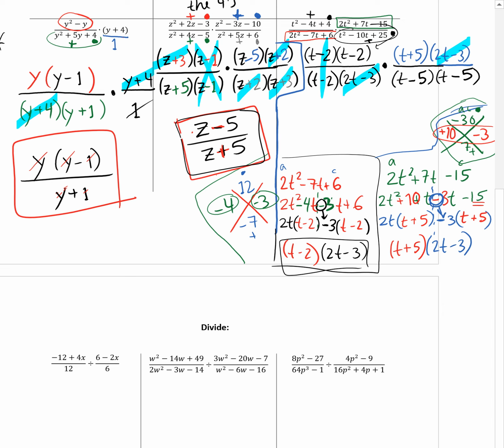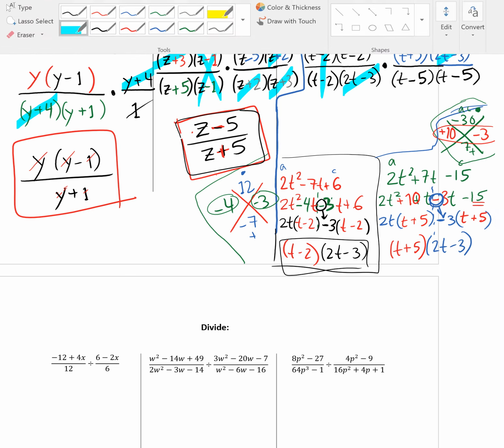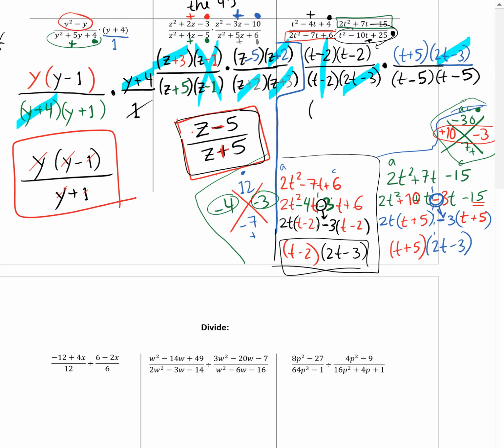But I think that's it. I was really excited to cancel a t minus 5, but alright, I guess they can't cancel because the top one is a t plus 5. Alright. What's left over here? On the top there's a t minus 2 left, but also there's a t plus 5 left. And you know, don't feel like you have to multiply that out. You can just leave it.